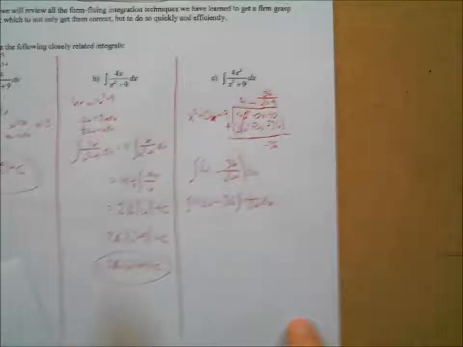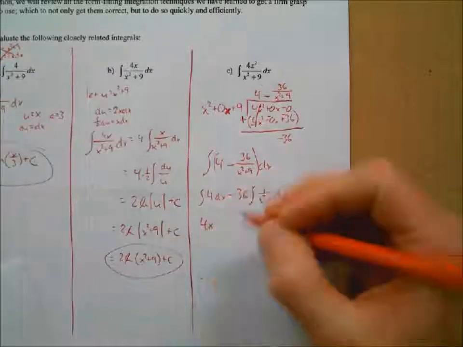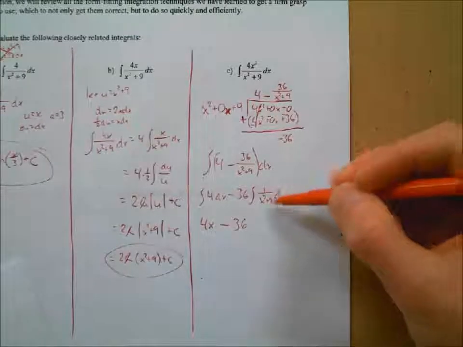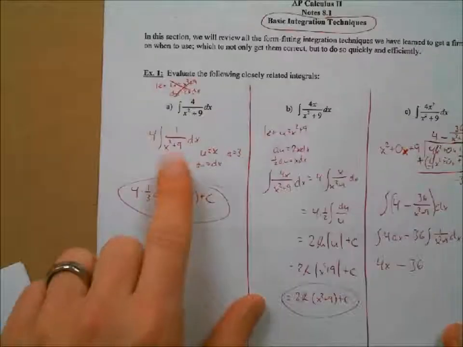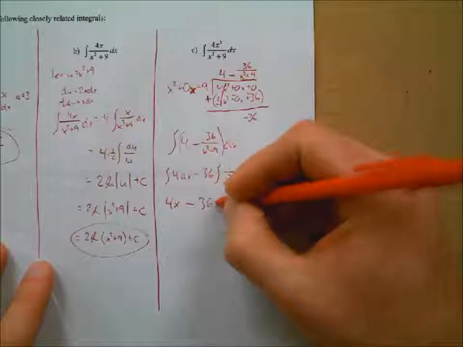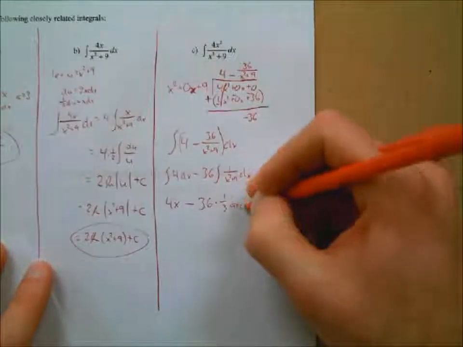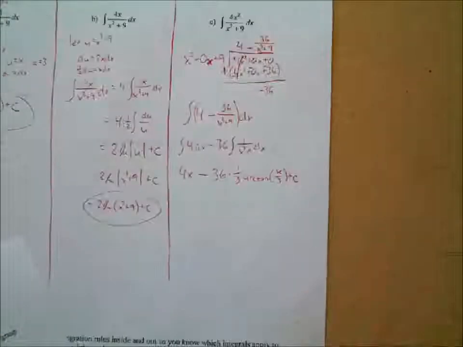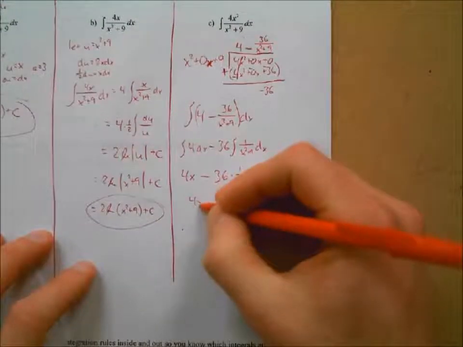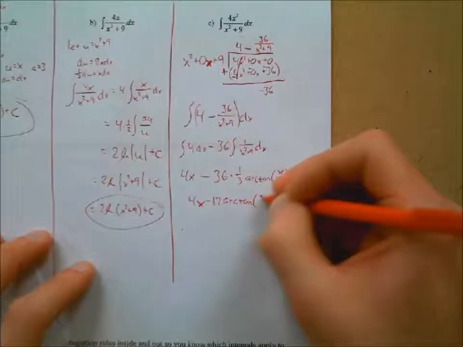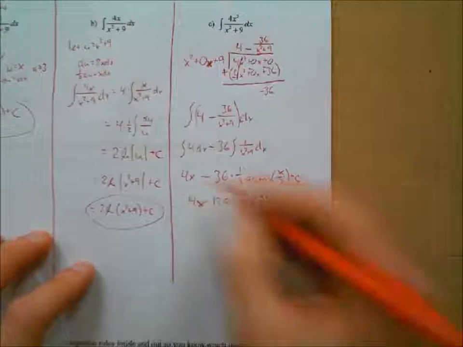So the integral of 4 is 4x, minus 36. And then if you'll permit me here, we already did the integral of 1 over x squared plus 9 right there, and so I'm just going to use what we got: the 1/3 arctan of x over 3 plus c. And voila, there we go. You can simplify if you want, make it 4x minus 12 arctan of x over 3 plus c.